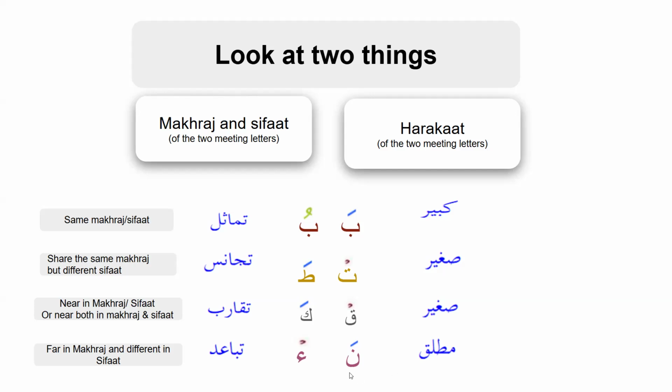Then we have the combination where the first letter is mutaharrik, the second one is sakin. This is opposite to the saghir relationship. So if you see the first letter is mutaharrik, the second one is sakin, this relationship would be called mutlaq. And when we look at the makhraj and the sifat of these two meeting letters, it is tabaud, meaning they are far in makhraj and different in sifat.